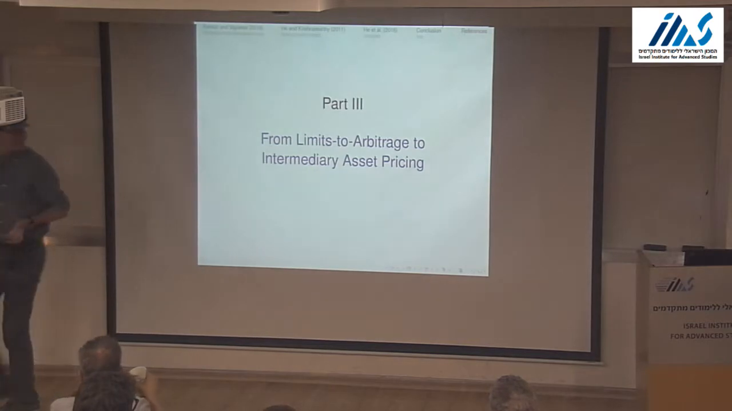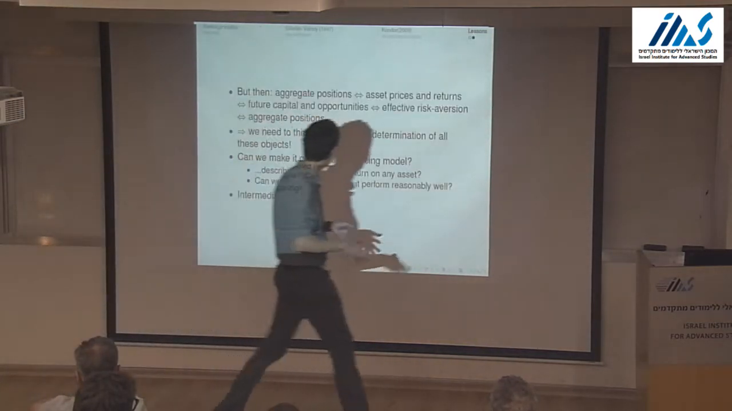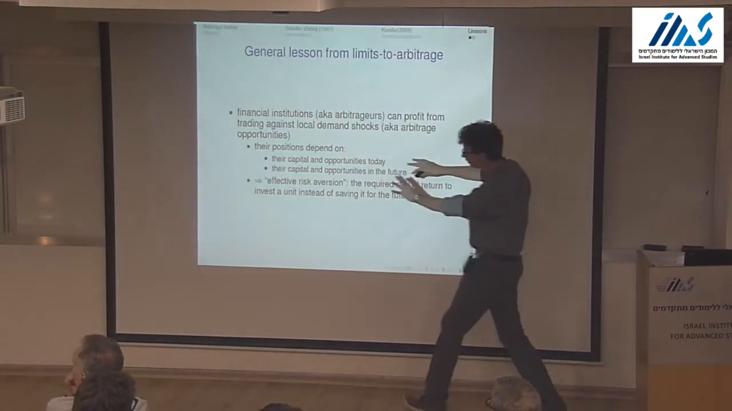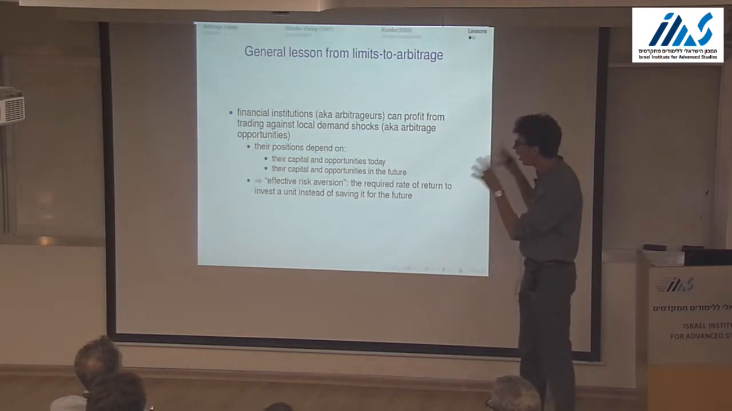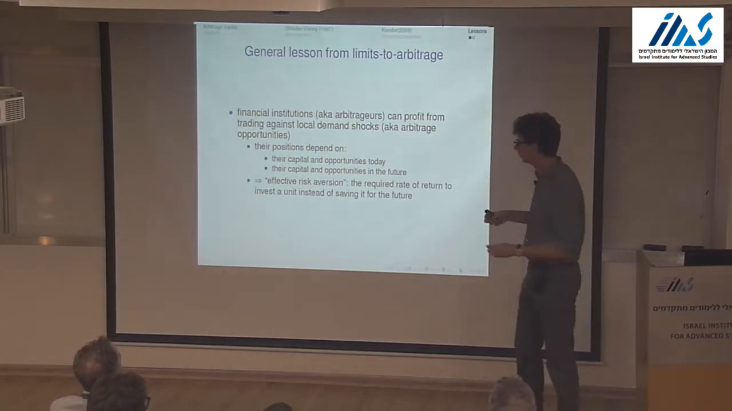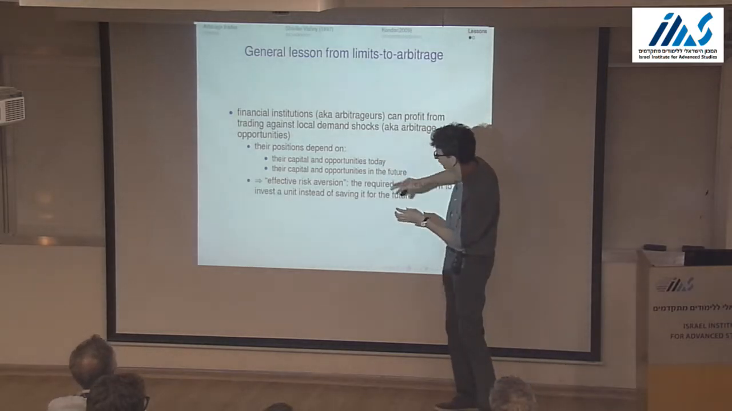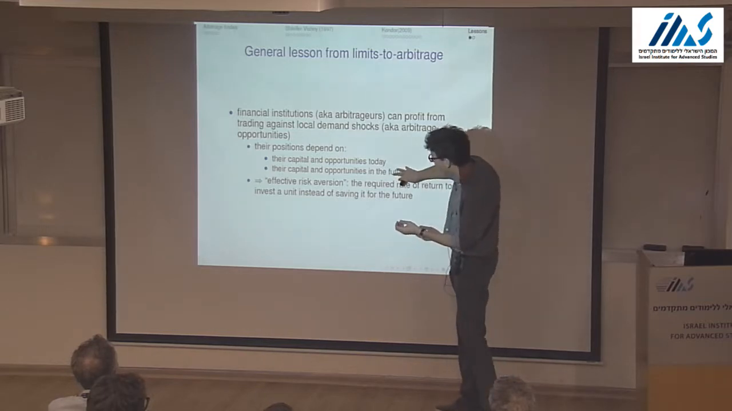So let's go on. As I said, we want to proceed this way. We want to take these lessons, what we learned about how arbitrageurs, or just financial institutions in general, are trading against local demand shocks, and consider their capital, opportunities and constraints today and those in the future.